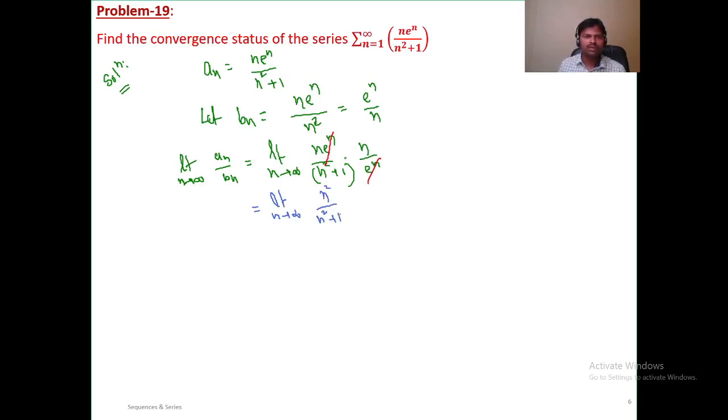What will you get as limit value? Limit n tends to infinity, n square divided by n square, common from the denominator, so 1 plus 1 upon n square. So therefore this n square is out. The final limit value is just 1 by 1, which is 1. So 1 is the L value, and this is greater than 0 and finite. So therefore by limit comparison test, first statement.